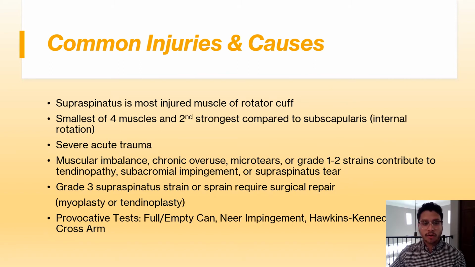Common injuries and their causes. The supraspinatus is the most injured muscle of the rotator cuff. It's the smallest of the four and second strongest when compared to the subscapularis muscle.